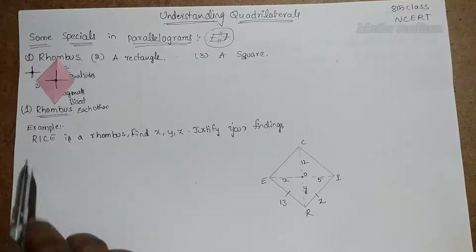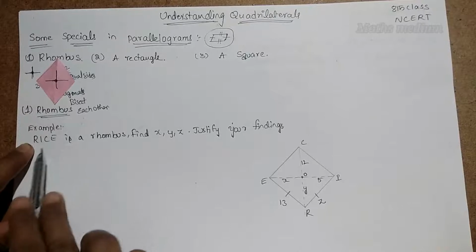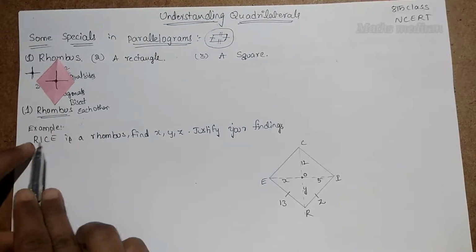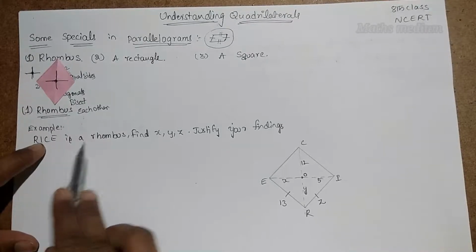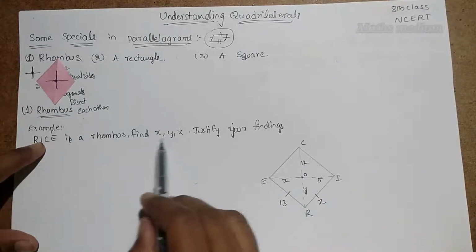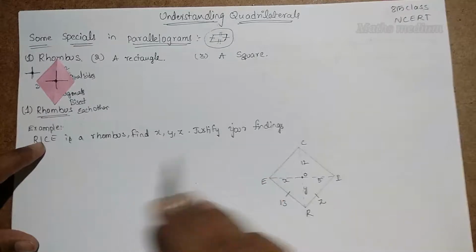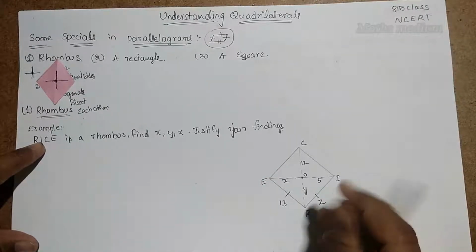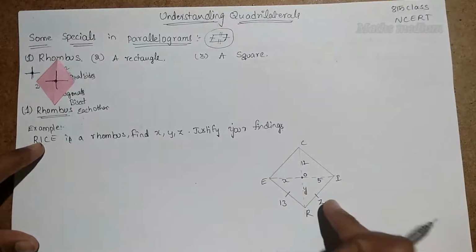Next, going through one example. RICE is a rhombus, here given RICE. Find x, y, z, justify your findings. Okay, we have to find x, y and z.